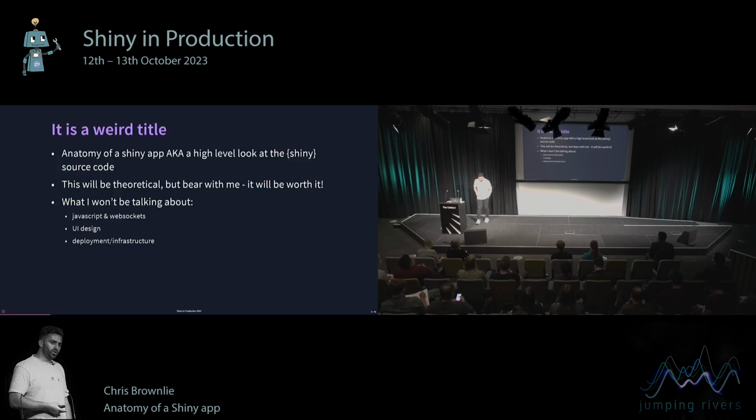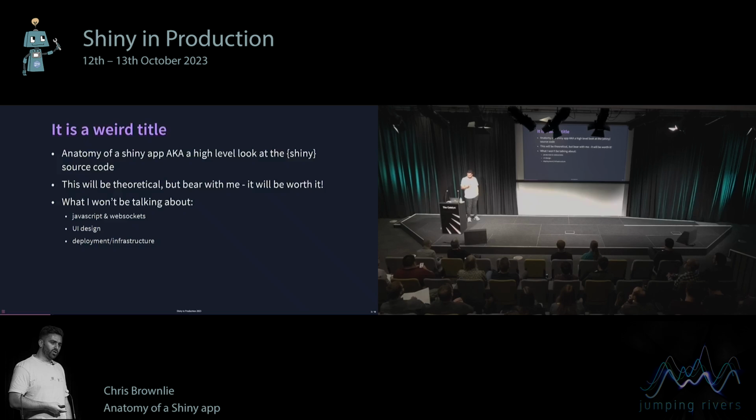So, Anatomy of a Shiny app is a bit of a strange title that probably doesn't give too much away. An alternative title, which might be more informative, is a sort of high-level look at the Shiny source code. So this will be theoretical and quite technical, particularly in the middle, but I will get to what the point of it is at the end, so stick with me through it.